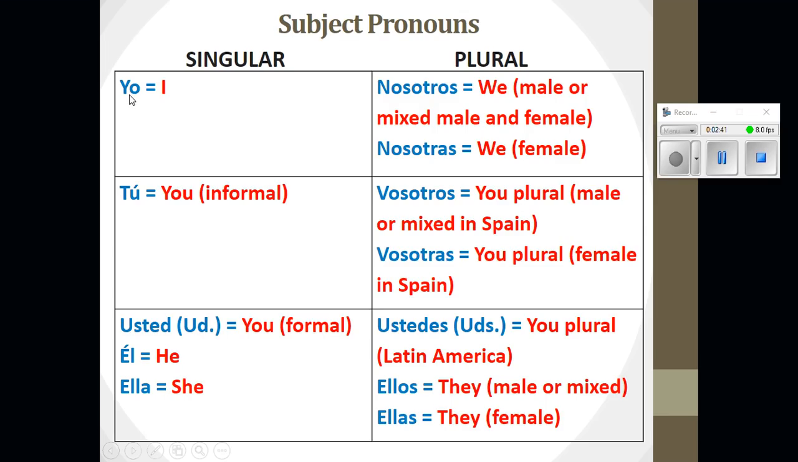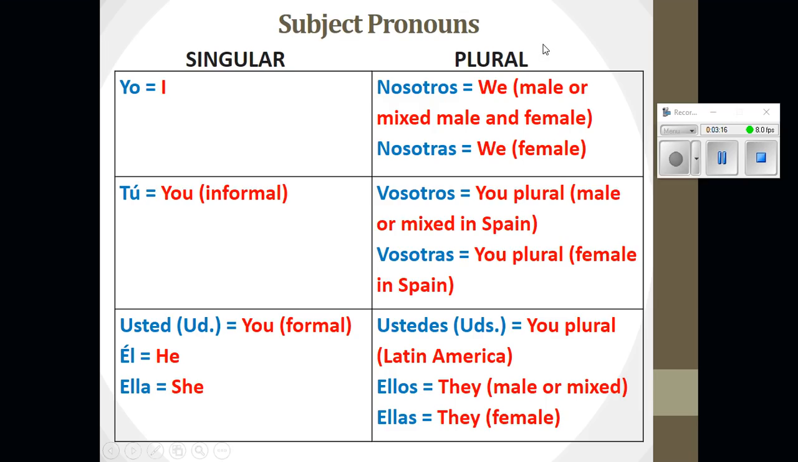Notice that the word yo in Spanish means I in English. The word tú in Spanish means you, and it's an informal you. Usted also means you, but it's formal. And notice here we can spell it out, or you can see it abbreviated Ud. You will see it that way, and you can write it that way if you like. He in Spanish is él. Notice there is an accent mark over the E. That's very important that that be there. And finally, on the left side, the singular side, ella is she.